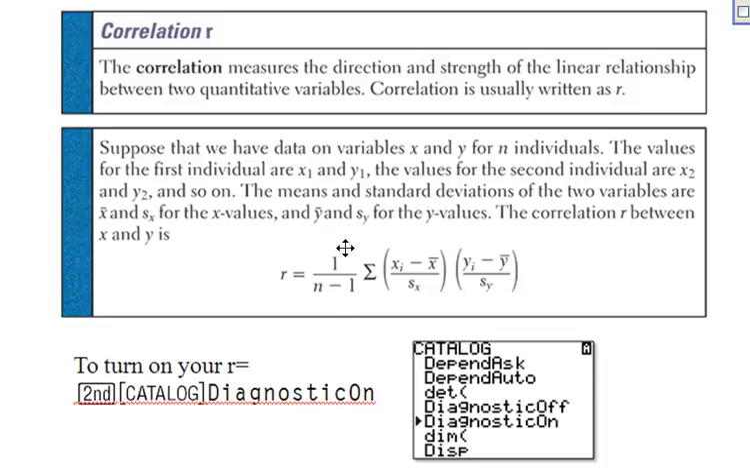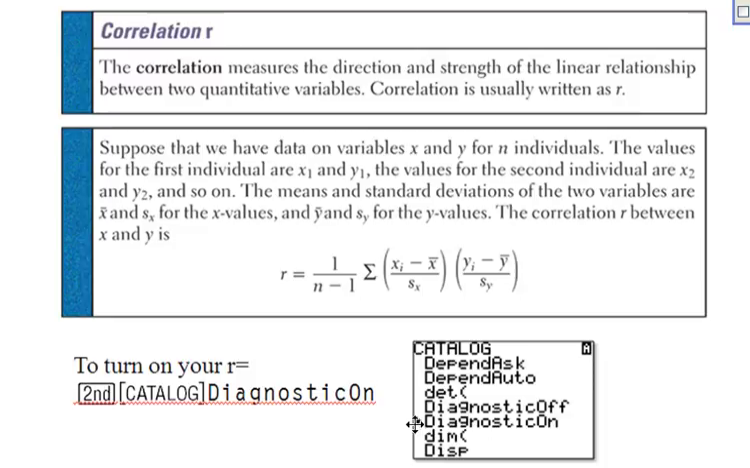Remember, this is the formula. It appears in your formula packet. You just need to know what the formula is and that they use this to get the correlation. You can actually get the correlation value by doing the two-variable linear regression.